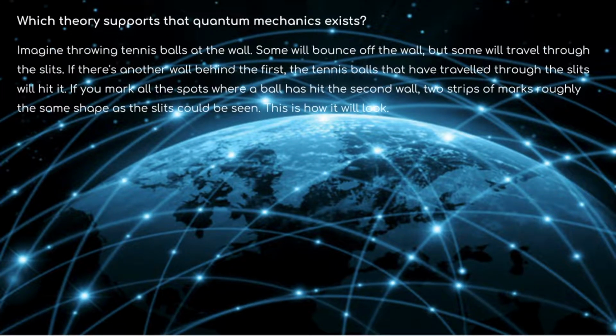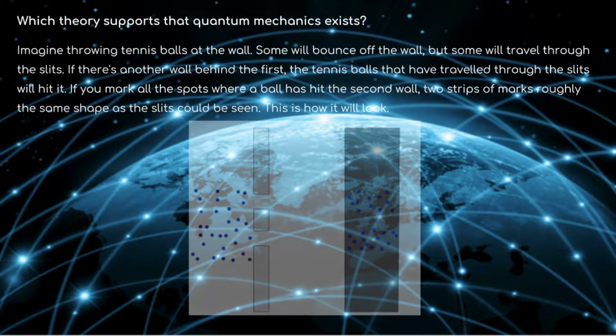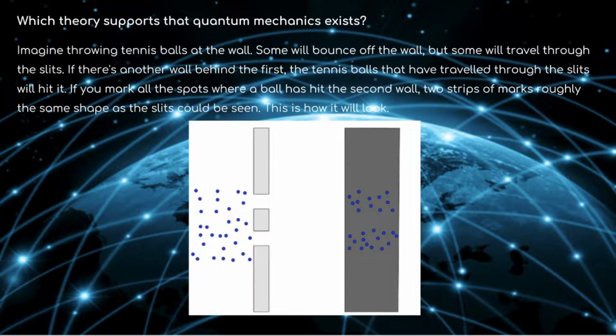Which theory supports that quantum mechanics exists? Imagine throwing tennis balls at a wall. Some will bounce off the wall, but some will travel through the slits. If there's another wall behind the first, the tennis balls that have traveled through the slits will hit it. If you mark all the spots where a ball has hit the second wall, two stripes of marks, roughly the same shape as the slits, could be seen.